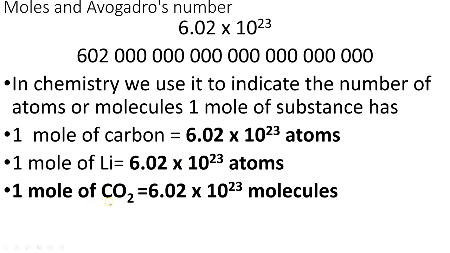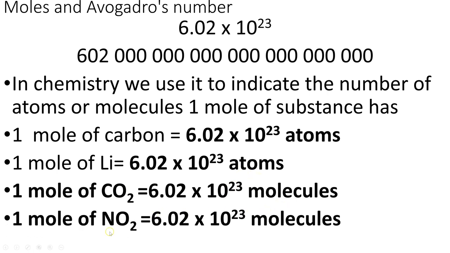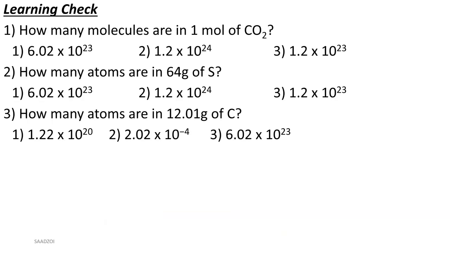This is a molecular compound. This is not ionic, so that's what we call molecules. If we're talking about ionic compounds, they're called formula units. That's the most common way to refer to them. But we're dealing with molecular compounds here, so for that, just use the word molecule. So that's how many molecules are in 1 mole of CO2. Once again, same number, different word. 1 mole of nitrogen dioxide, same thing, 6.02 times 10 to the 23rd molecules.